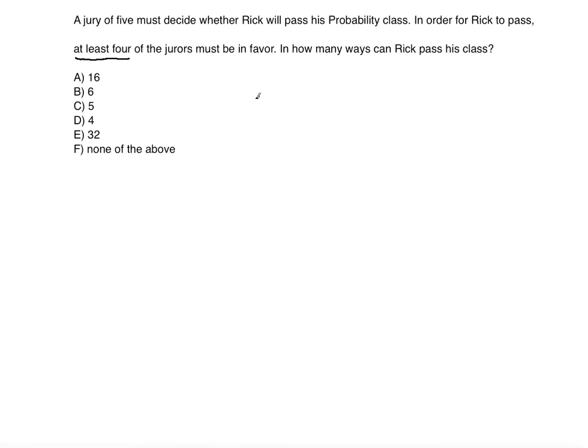So let's see. If we have 4 of the jurors, and there are 5 jurors, let's create 4 places like this. So we can have 5 jurors for the first spot of the person who will be in favor, 4 jurors for the second spot, 3 jurors for the third spot, and 2 jurors for the last spot. So altogether, so far, 20 times 3 is 60, times 2 is 120. Okay?